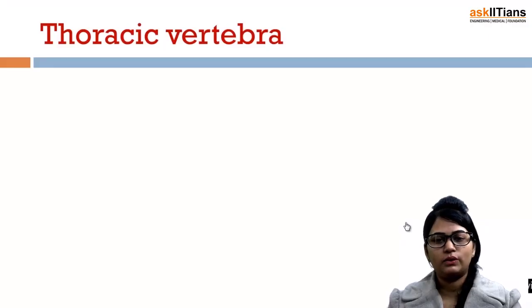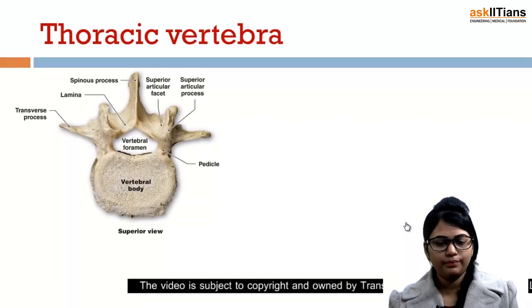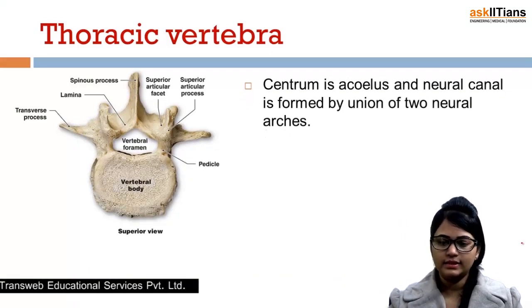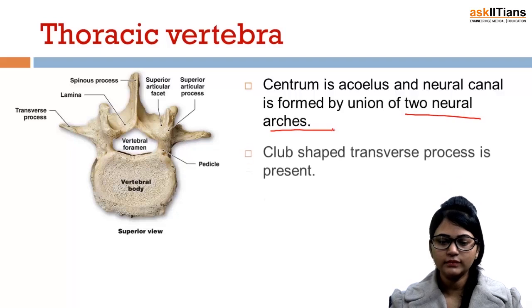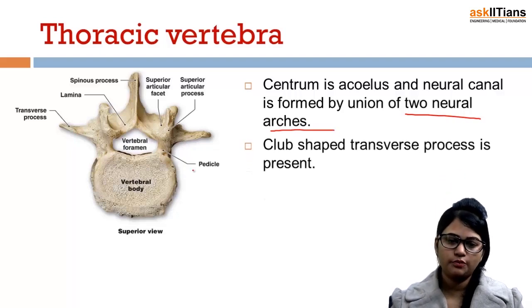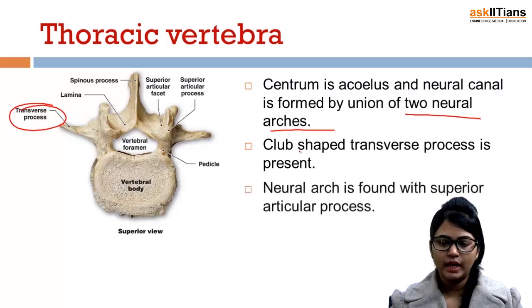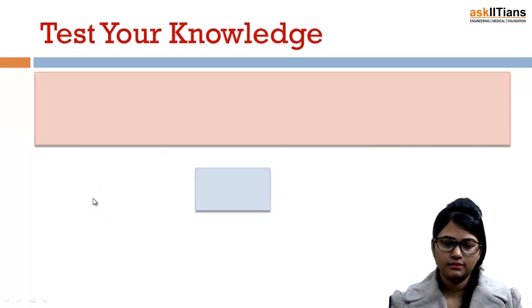Now comes the thoracic vertebrae. This is the diagram of the thoracic vertebra. Centrum is acoelous and the neural canal is formed by union of 2 neural arches. Club-shaped transverse process is present. Neural arch is found with superior articular process.